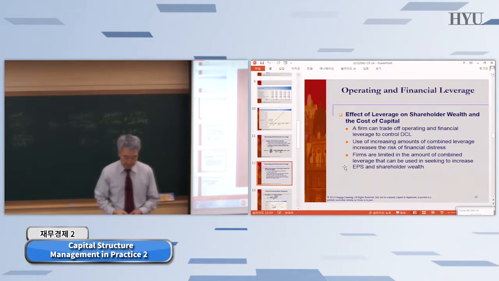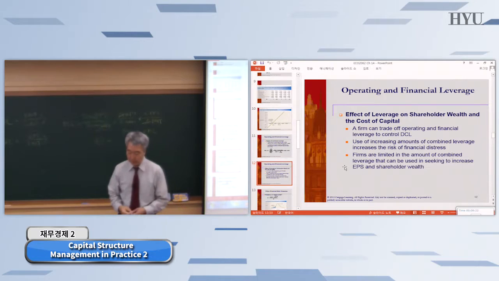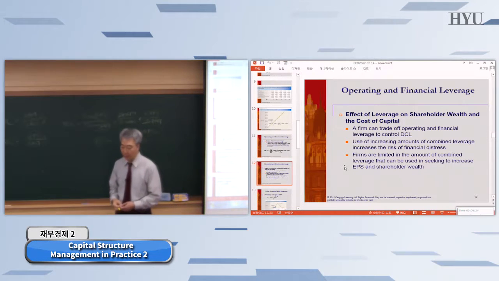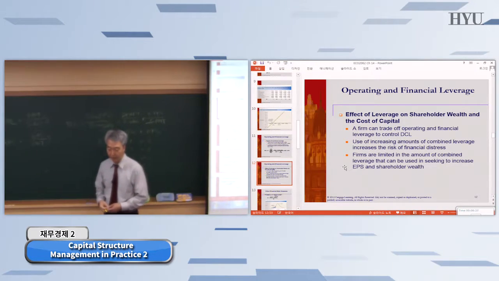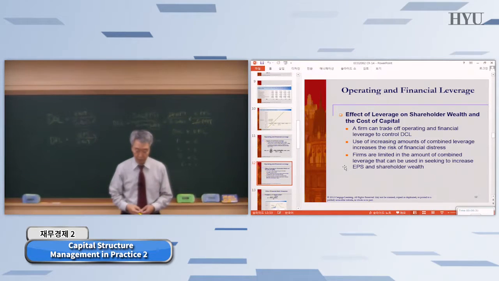What does that mean practically? What will be the considerations when a company decides what level of DOL and DFL to use to achieve the desired level of degree of combined leverage? We have to consider a couple of things. Increasing amounts of combined leverage increases the risk of financial distress.